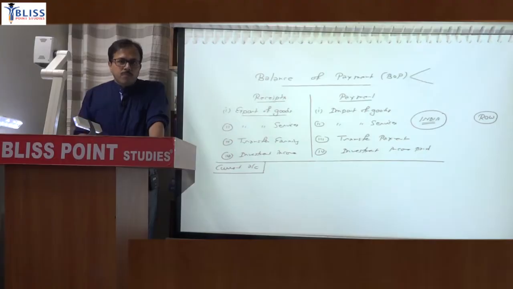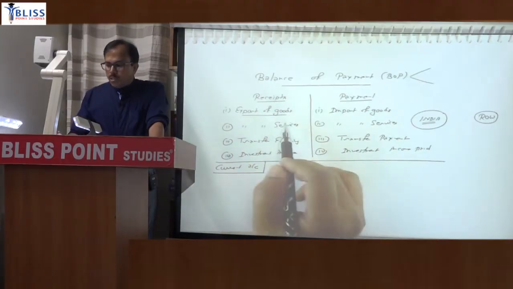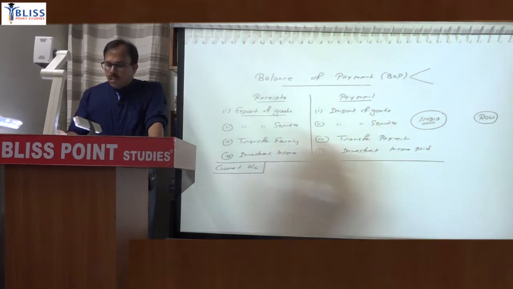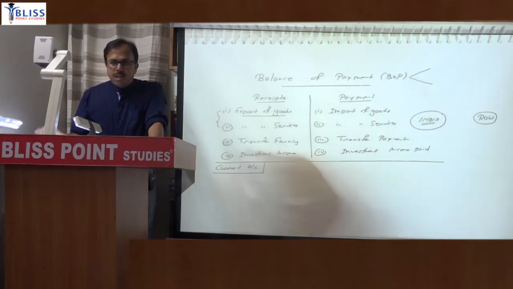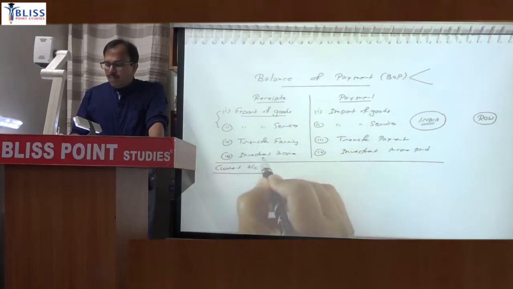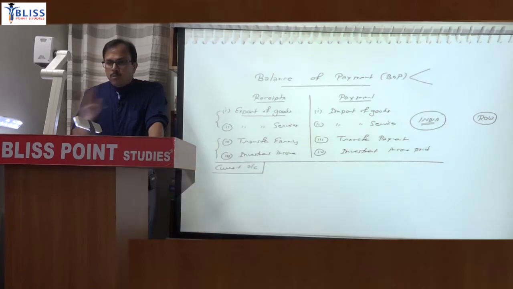So export of goods, import of goods, export of services, import of services, you can call it the trade imbalance. Then transfer earnings and investment income. So just remember, four items are included in the current account.